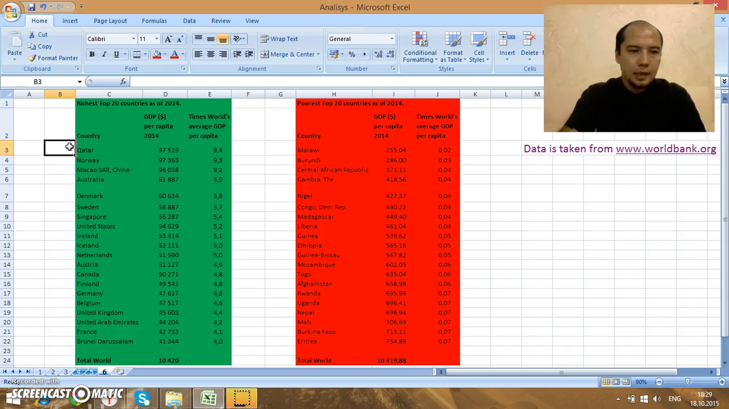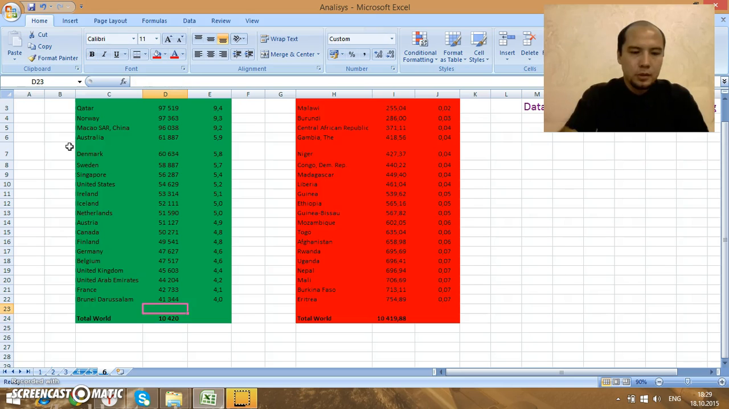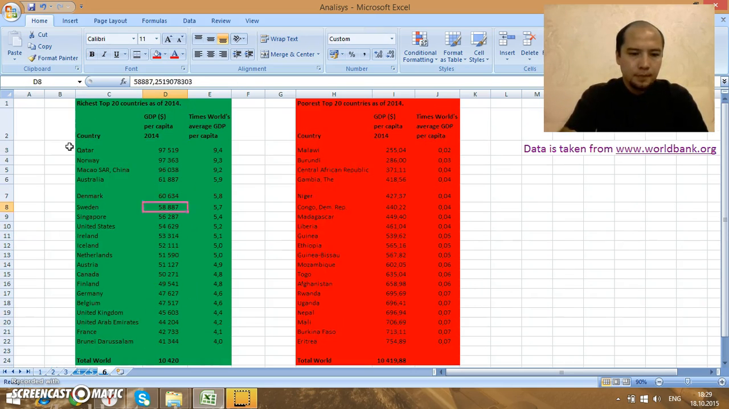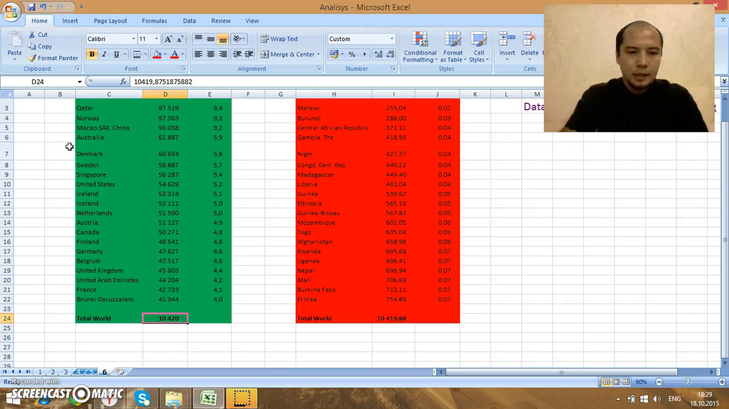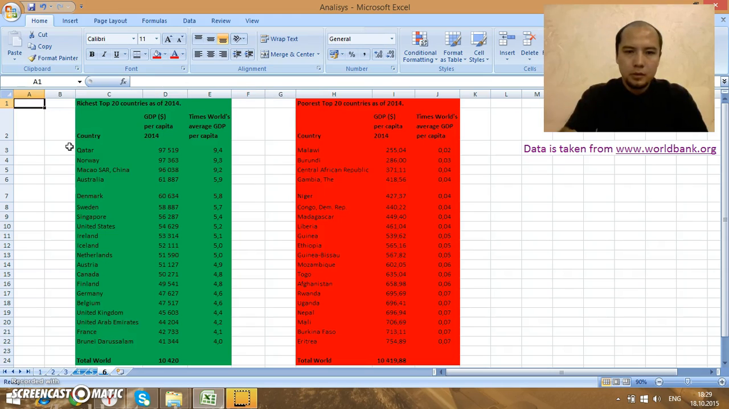So the richest countries are Qatar, Norway, Macau, Australia, Denmark, Sweden, Singapore, United States of America, Ireland, Iceland, Netherlands, Austria, Canada, Finland, Germany, Belgium, United Kingdom, United Arab Emirates, France, Brunei. And you see that the world's average GDP per capita is $10,420 per capita in a year. So $10,500 per capita in 1 year is the average GDP per capita in the world.